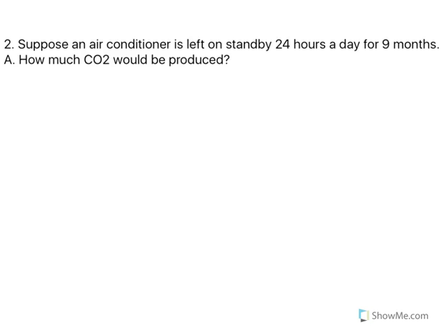Number 2 is a little bit more work. Suppose an air conditioner is left on standby 24 hours a day for 9 months. How much CO2 would be produced? Okay, well, first off, the air conditioner on standby produces 0.9 watts. Okay, so that's the wattage. Now, 9 months. We are going to assume 30 days in a month. All right, so 24 hours in one day times 30 days.